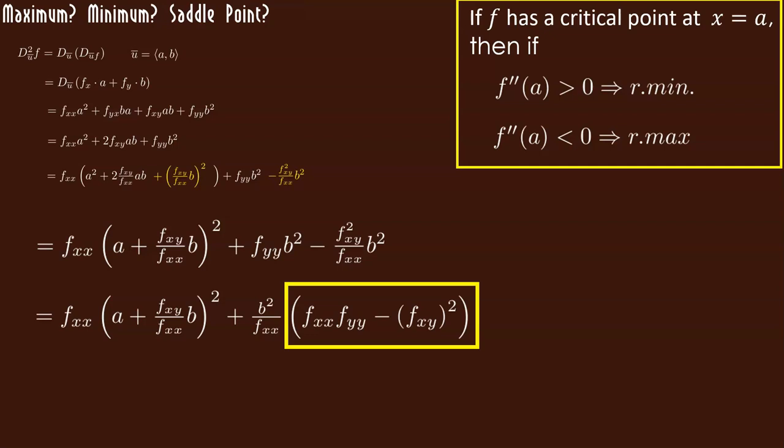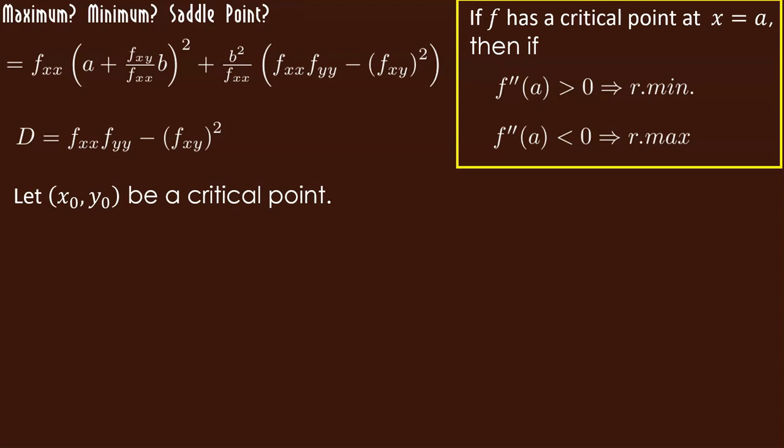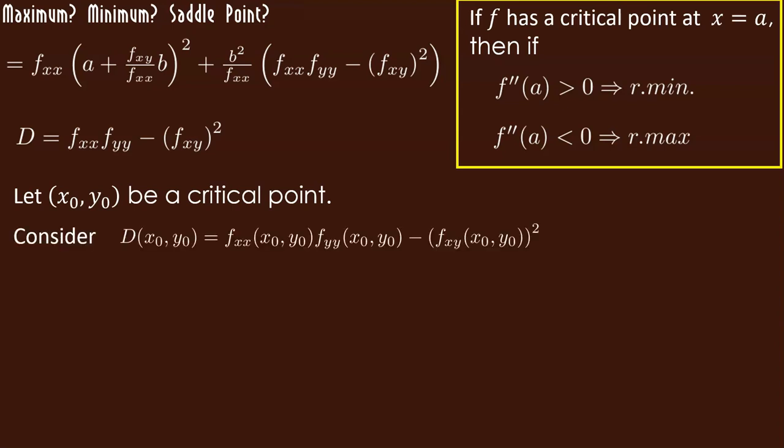So let's focus on this for a second. I'm going to define d to be that expression, and let's see what we can do with this. Let's say I have x naught, y naught is a critical point, and I want to consider what this expression is. If d is negative, that's only going to happen if the first two, the f sub xx and f sub yy, have different signs. One's positive and one's negative. In that case, I'm going to have concave up in one direction and concave down in the other.